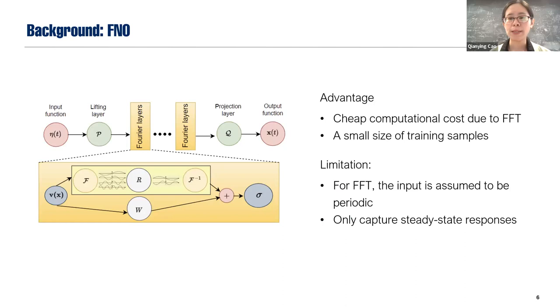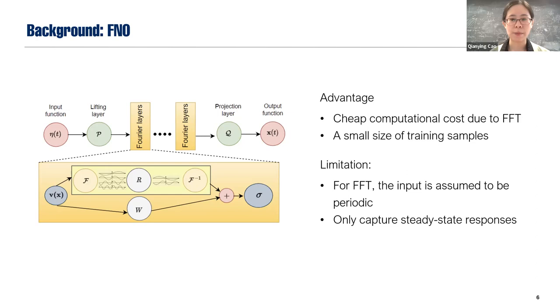FNO replaces the kernel integral operator with a convolution operator defined in the Fourier space by employing a fast Fourier transform on the input space. The Fourier transform converts a physical system from the time domain to the frequency domain. Due to the efficiency of FFT, the FNO is very fast. Moreover, FNO can achieve a high accuracy with a small size of training samples.